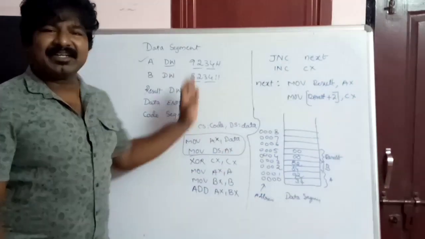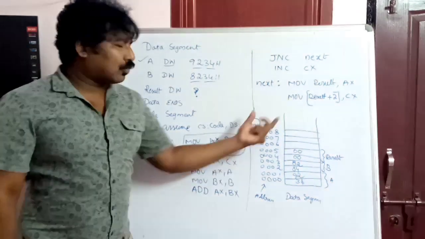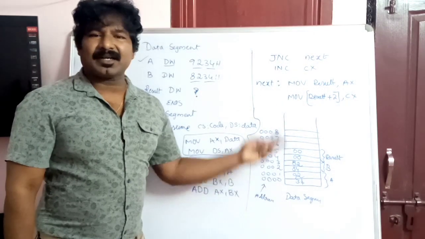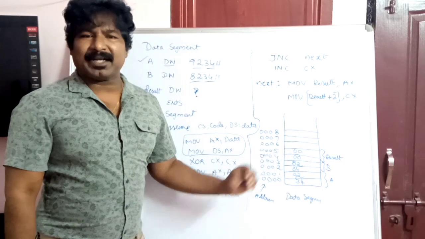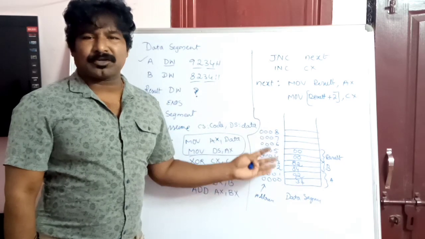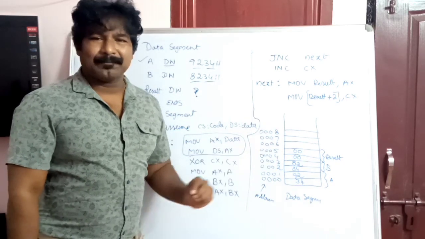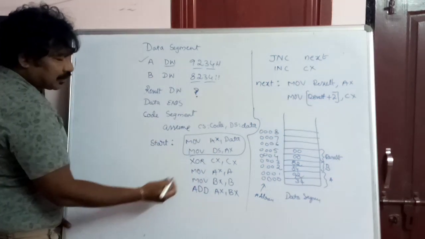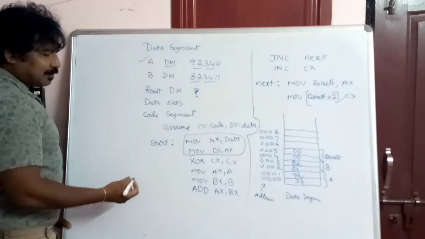Whenever you write a program, it's better you draw this kind of figure for the data segment with paper and pencil and check how your data segment gets updated. That will give you a clear picture of what is happening inside. Now we'll execute this particular program. I'll try to give an explanation for this.